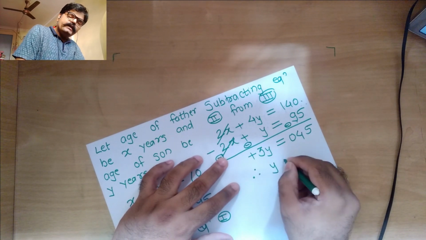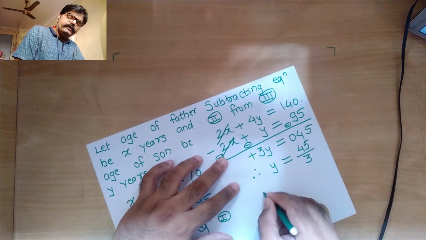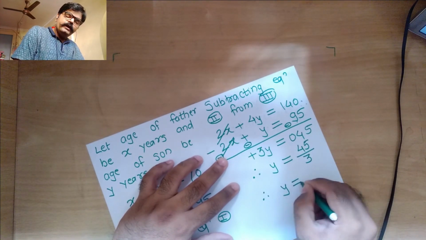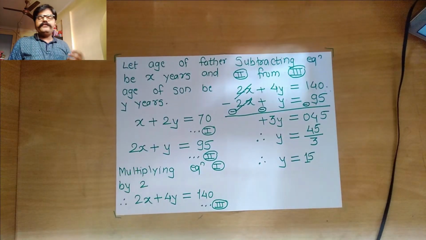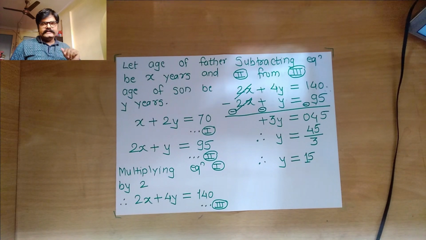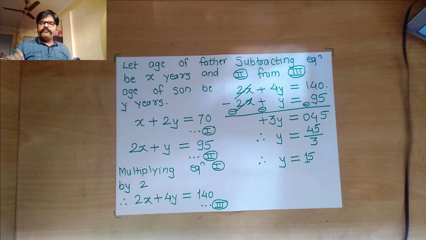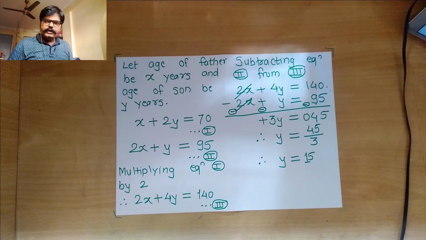Since we are after y's value, it will be better to divide both sides by 3. Therefore, y's value we are going to get to be 15. Please note, y's value as 15 we have received. Thereafter, using this y's value, we are going to calculate x's value. How to do so? Simply, we substitute the value of y in an equation. Which equation to substitute? It is just a matter of choice. We can substitute it in equation number 1.